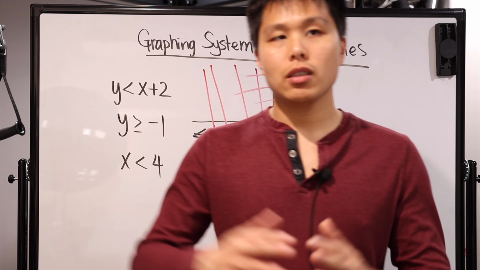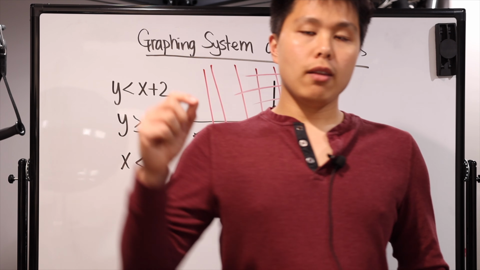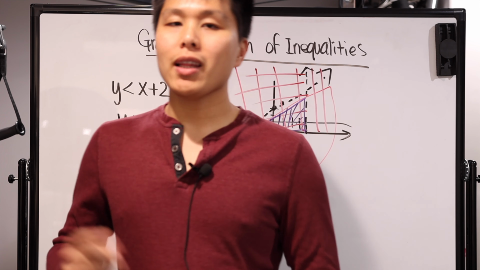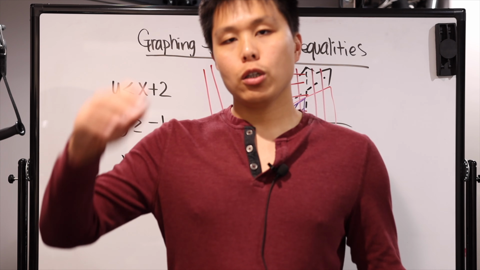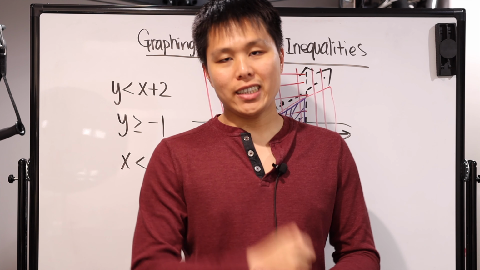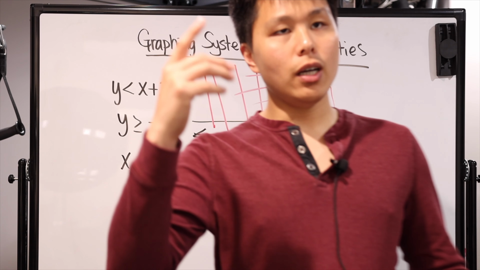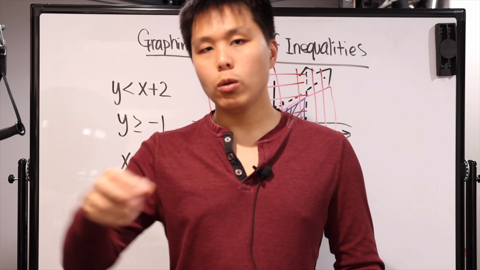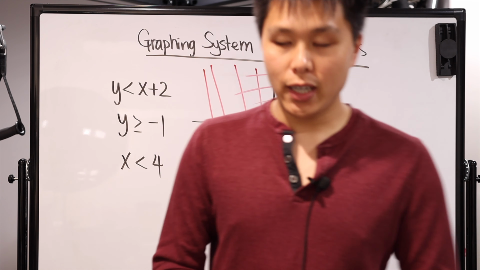Let's just summarize. The first step, a recurring step like an algorithm, right, is to graph every single inequality that is available in that system. So you graph 1, are you done? No. Graph 2, are you done? No. Graph 3, and so on. It's like an if-then statement.